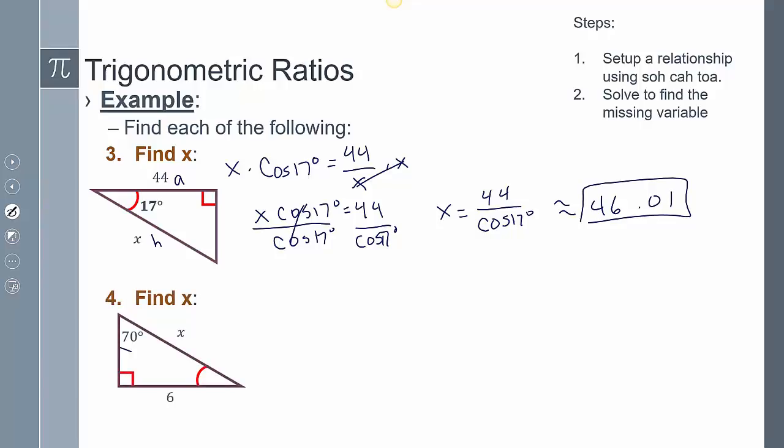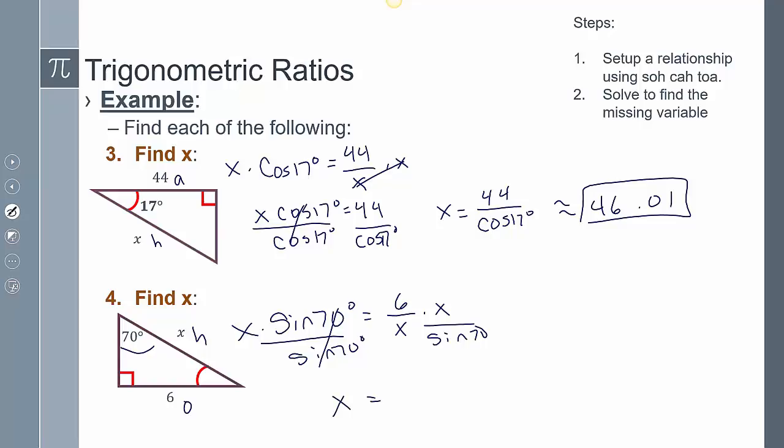So this one, from this given angle, I have opposite and hypotenuse. So to set up my relationship, it's going to be sine. So I'm going to say the sine of 70 degrees equals opposite over hypotenuse. So I have to get x by itself, multiply both sides by x, divide both sides by the sine of 70 degrees. And so I'm going to get x equals 6 over sine of 70 degrees. So entering that into my calculator, 6 divided by the sine of 70 degrees, that's going to give me approximately 6.39, and that's going to be my answer.